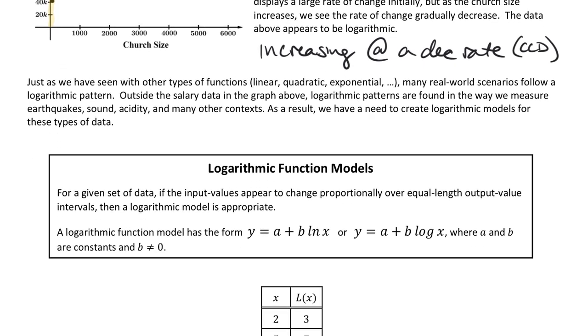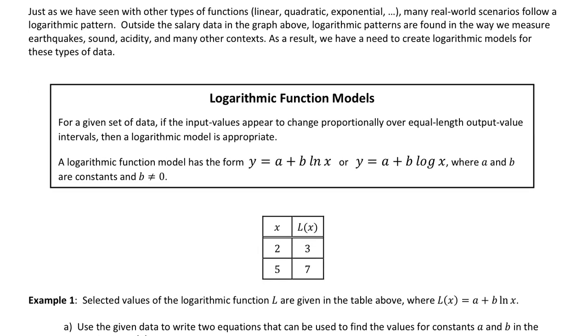There are obviously many types of logarithmic function models we can use because all of the bases can change. There are two important logarithmic model equations that we're going to need to know. The first one is y equal to a plus b times natural log of x. The second one is a plus b times the common logarithm of x, where a and b are going to be some constants and b cannot be 0 because then you'd be multiplying the logarithm by 0.